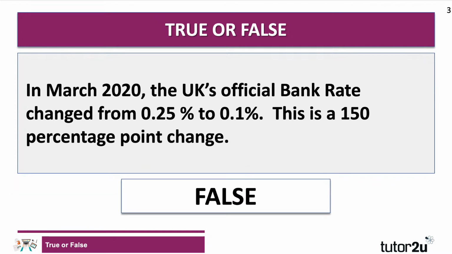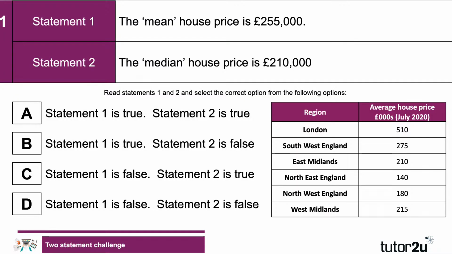Well, this, of course, is false. So to get a percentage point change, all you need to do is to subtract one from the other. So the percentage point change here is a fall of 0.15 percentage points. That's it from me on this. I'm going to hand over now to Ollie for his questions.